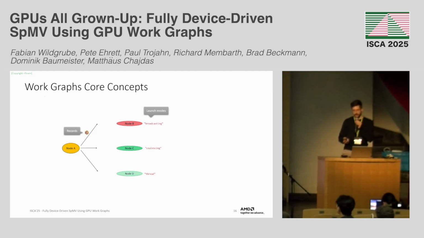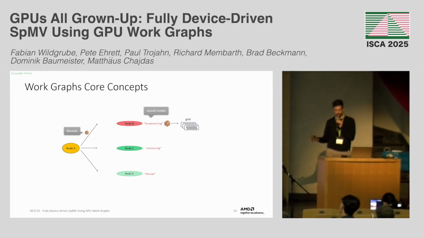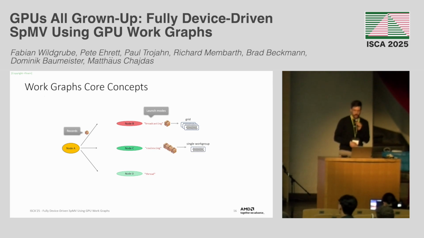These nodes tell the system how they want to be dispatched. Launch modes are the mechanism here. Broadcasting means a single record will want an entire grid to be spawned, to be consumed. With coalescing, you can define a number of records that should be accumulated before a single thread group consumes all of them at once.